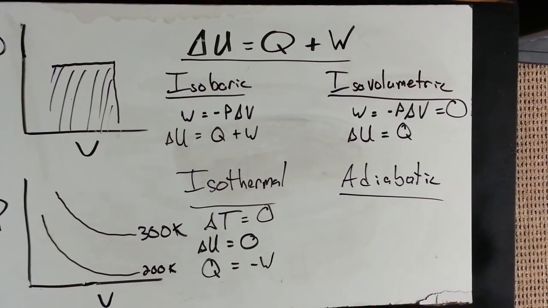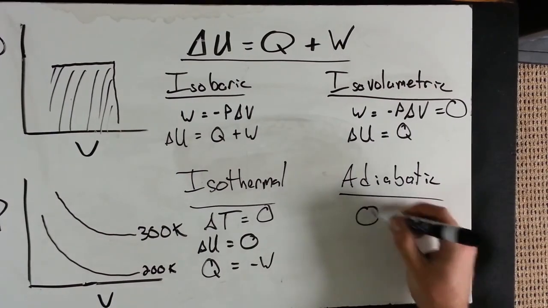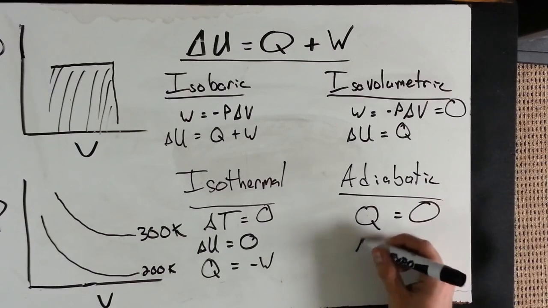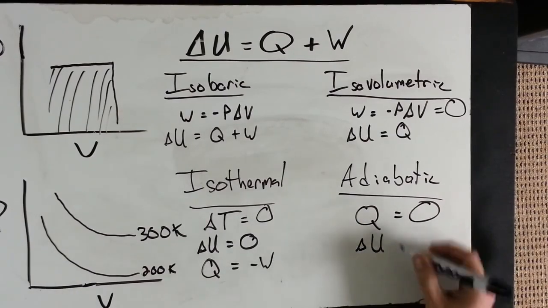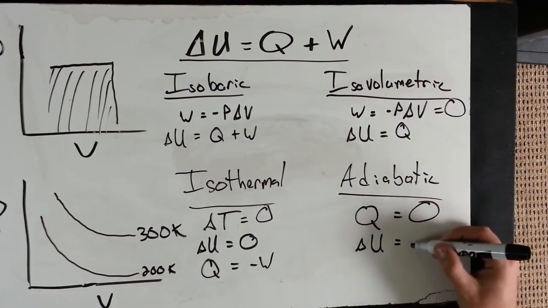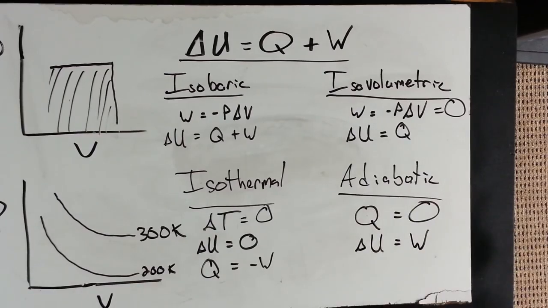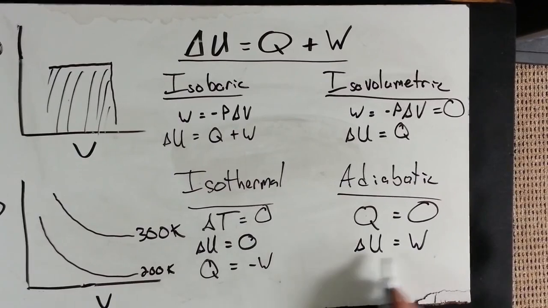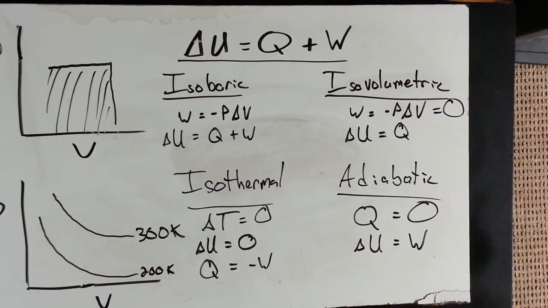Last one is adiabatic, and in an adiabatic process, no heat enters or leaves the system, so Q is equal to 0, and all that leaves you with is the change in internal energy is equal to now just the work done on or by the gas, whether that's negative or positive depends if it's on or by the gas. And what that would look like on our PV diagram is, well, if we're doing work on the gas and heat is not allowed to leave the system, what that means is the temperature is going to increase.